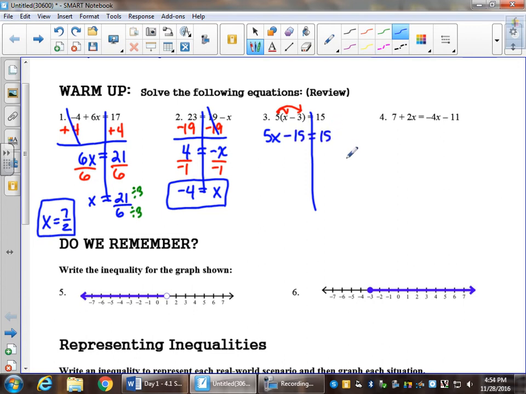So here's a perfect example. If you can finish it, hit the space bar, finish, and then check your answer with mine. I will add 15 to both sides. That gets us 5x equals 30. Divide both sides by 5. x equals 6.